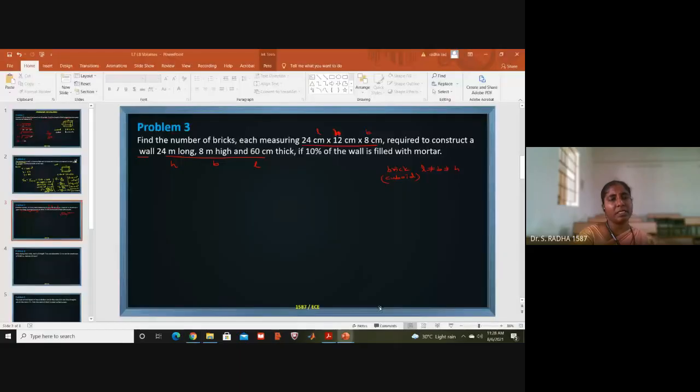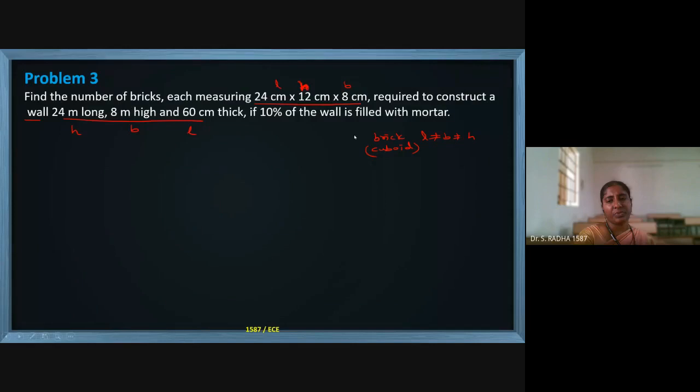So 10% is covered with mortar. Remaining 90% of the wall, we have to use bricks. Okay. So here we are going to build a wall. Wall dimensions 24, 8 and 60. We are having bricks, 24, 12 and 8 is the dimension of the bricks. How many such bricks are required?